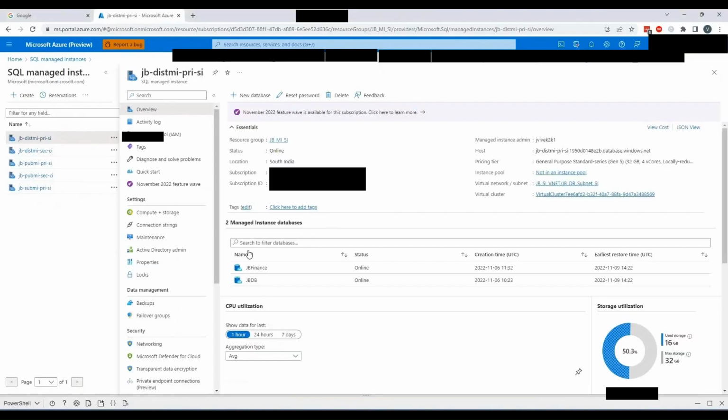Just to check that, if you look at the Azure portal, this is the managed instance that I have connected to in SSMS. If you look at it, the pricing tier is showing as general purpose, standard series, Gen 5, 32 GB storage, and 4 vCore. So it is definitely a general purpose managed instance.